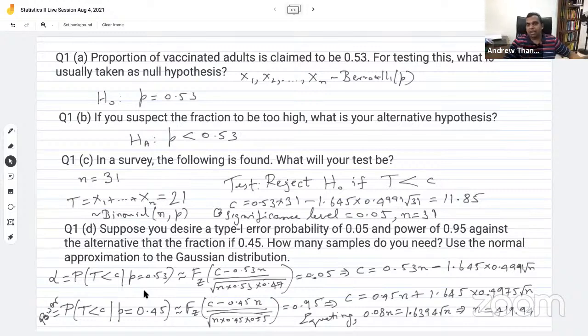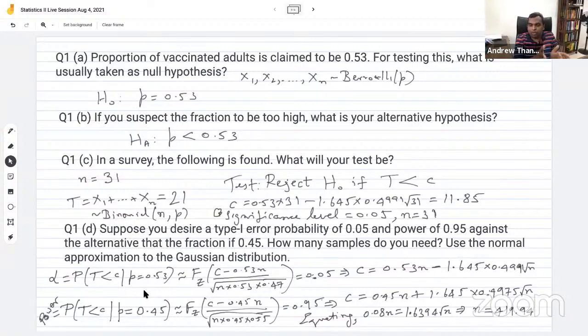Okay. Now, what does this mean? Once again, what does this mean, right? It means if you have 0.53 as your claimed probability, or claimed fraction, and you want to test against it, and you want to be clear, if the actual fraction were 0.45, you want to make sure that you have enough samples that your test will still have a good type 1 error probability and type 2 error probability under both these fractions.